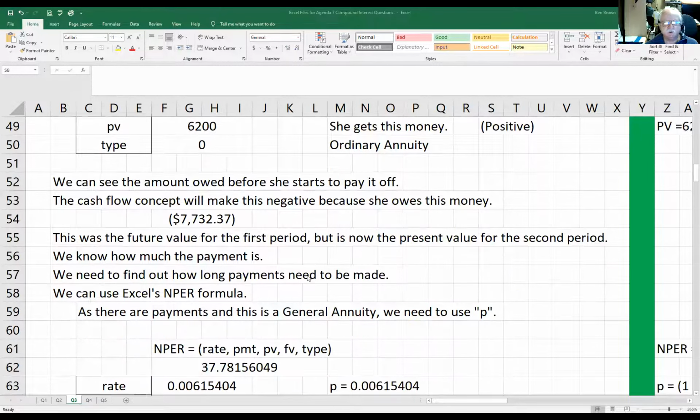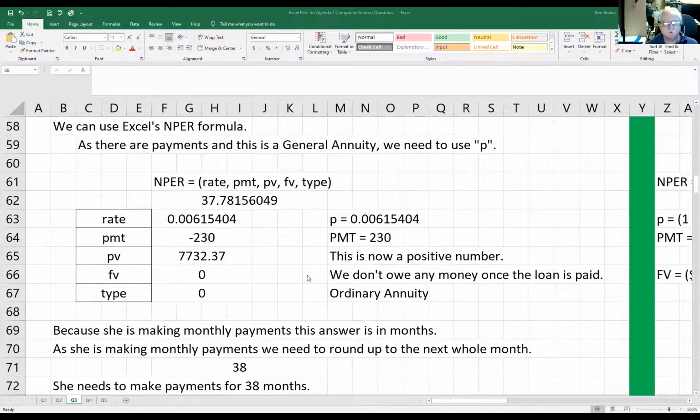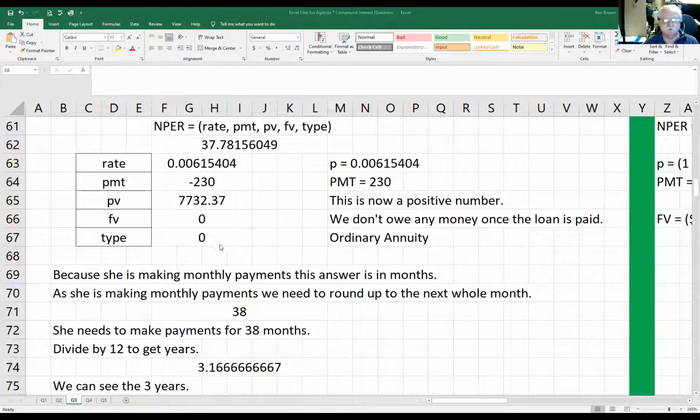So now we can start the annuity concept. Here we have to use the value of P for the rate. Her payments are negative. The present value is that amount of money we just calculated, but we've now made it a positive amount because in relation to this time period, it's a positive number. The future value is 0, of course, because she doesn't owe any money once the loan is paid off. And it's an ordinary annuity. So this is a 0, not a 1.